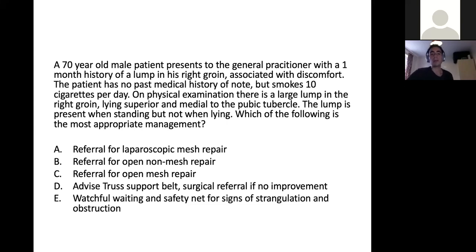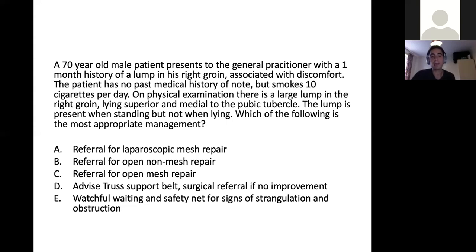And then it comes down to either mesh or non-mesh. You'd always try and opt for mesh repair. The time when you think about not doing a mesh repair is when there's a higher risk of infection, because you'd be worried about infection of the mesh. We need to think about what the mesh does when we repair a hernia. Essentially, the mesh is encouraging the body to build a lot of tissue in that area, strengthening that wall after the repair. Okay, so the correct answer is C, open mesh repair.